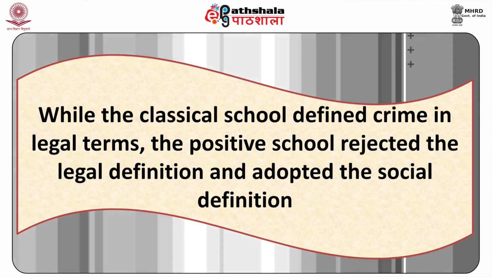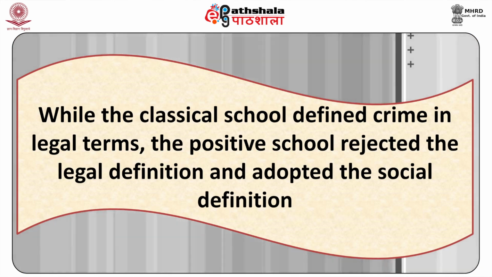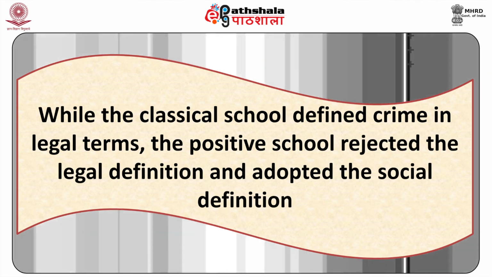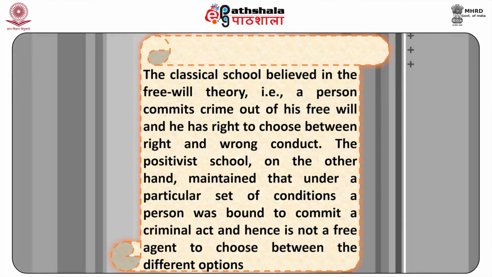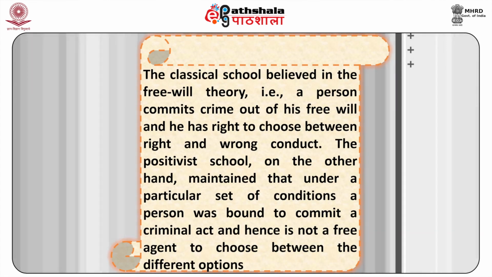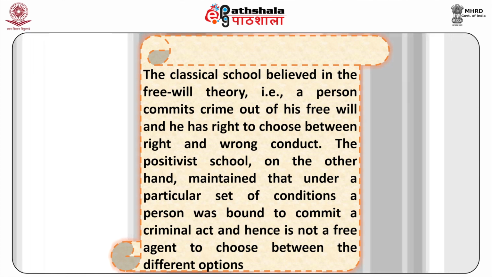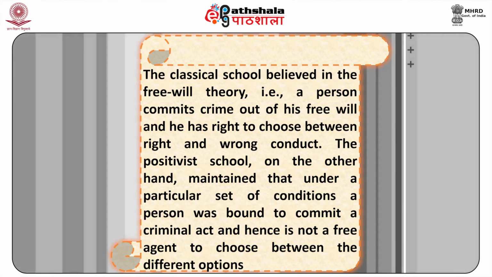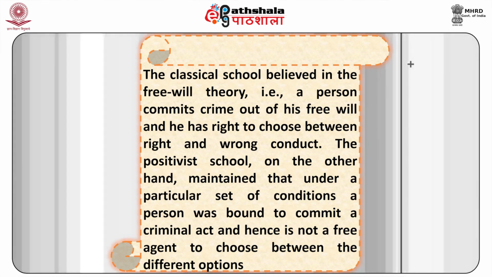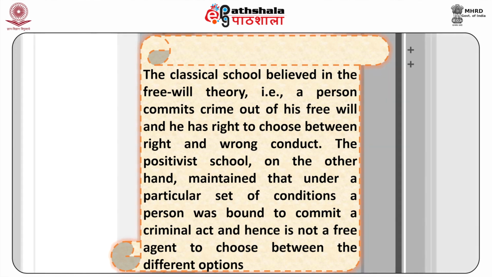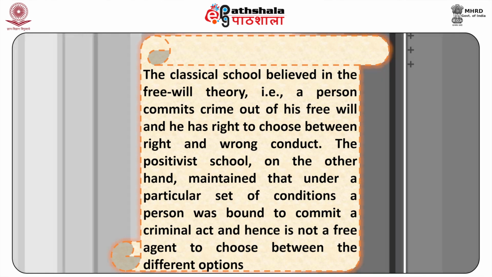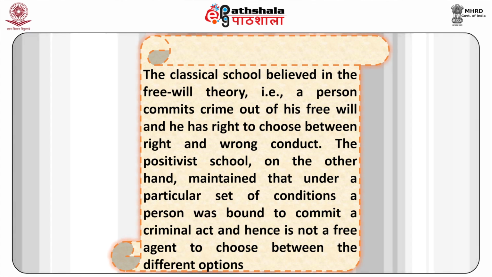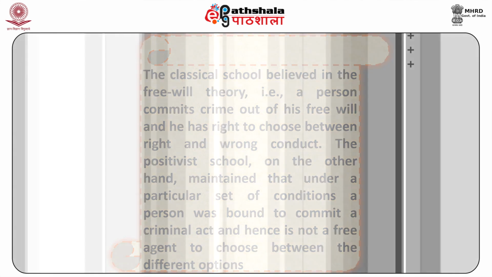While the classical school defined crime in legal terms, the positive school rejected the legal definition and adopted the social definition. The classical school believed in the free will theory, that is, a person commits crime out of his free will and he has the right to choose between right and wrong conduct. The positivist school, on the other hand, maintained that under a particular set of conditions, a person would be bound to commit a criminal act and hence is not a free agent to choose between the different options.